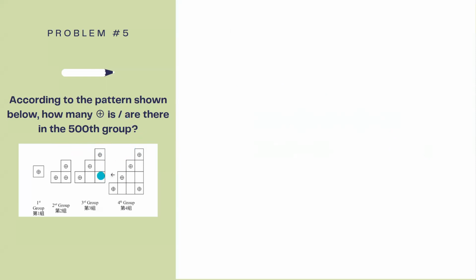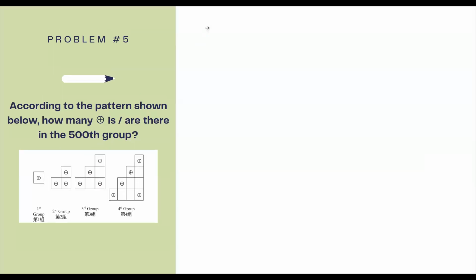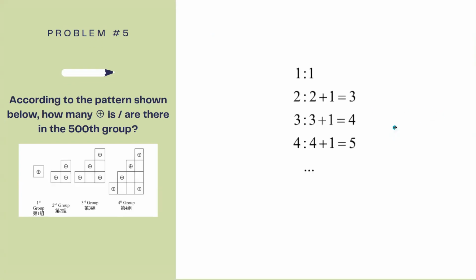For this one, you have to determine the pattern. Most of you answered 501. So we have this one: the first group, we have one symbol. The second group, we have three. The third group, we have four. Then the fourth group, we have five. So what is the pattern, by the way? For the first group, we have one. In the second group, we have three. In the third group, we have four, and so on and so forth.